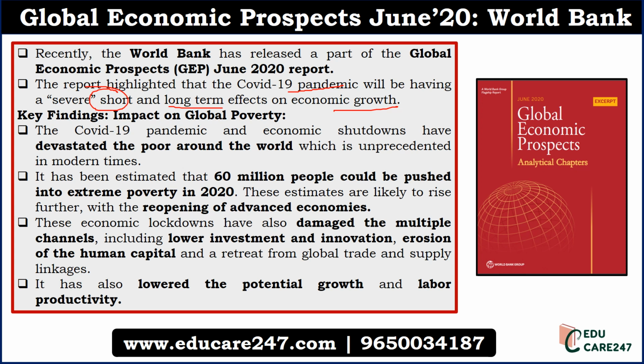Let us discuss how this pandemic will affect global poverty. The report says that because of the economic shutdown, the poor have been impacted heavily. It has devastated the poor around the world. The poor from all countries have suffered because of this pandemic. Almost 60 million people could go into extreme poverty in 2020. So you can see the number. Almost 6 crore people can go into extreme poverty. Not only poverty, extreme poverty. And this number will go up once the advanced economies open. So this number is going to go up.